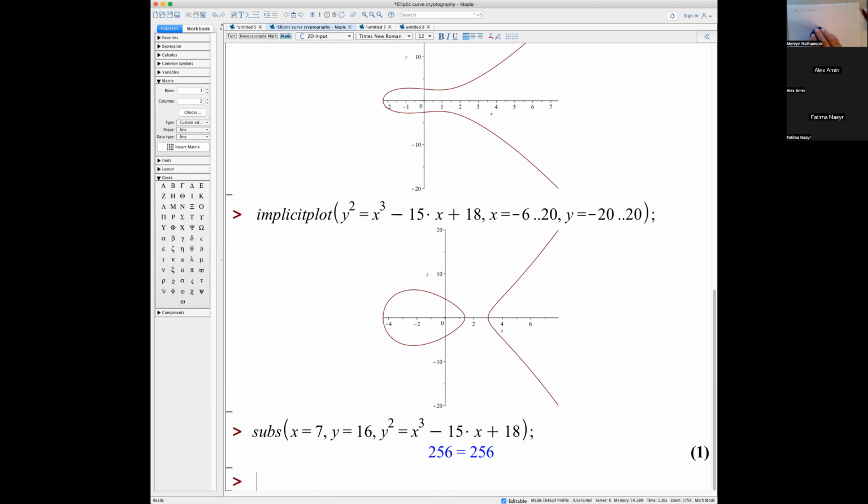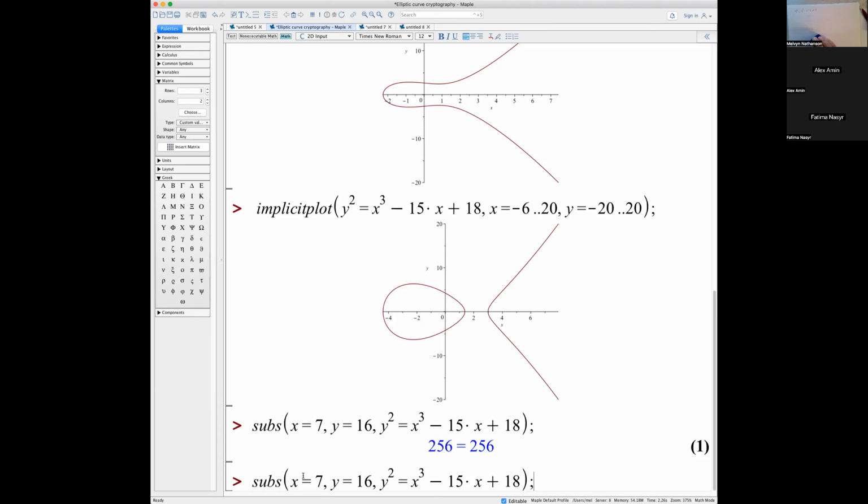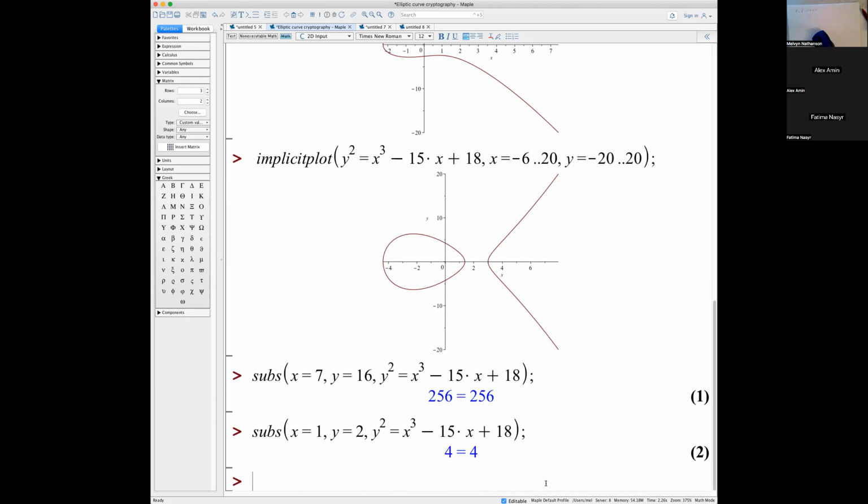So if I plug in x equals 7 and y equals 16, I get 256 on both sides. And so that point, (7, 16), lies on the curve. Let's see, what's another point that lies on the curve? If I let x equal 1, I get 1 minus 15 minus 14 plus 18 is 4, which is 2 squared. So if I let x equal 1 and y equal 2, in this equation I get 4 equal 4.